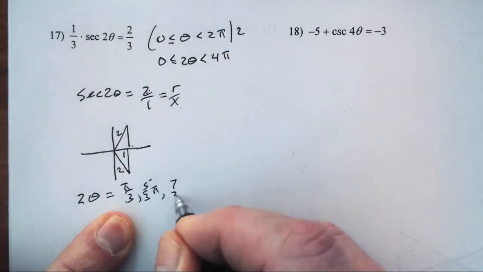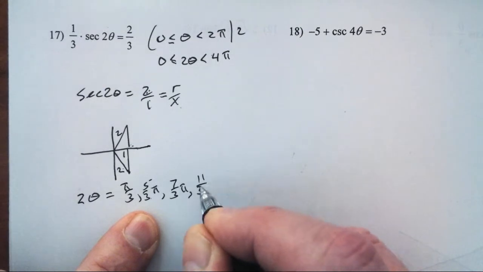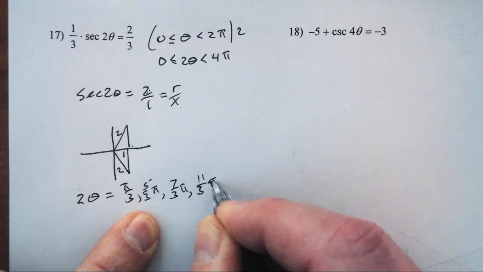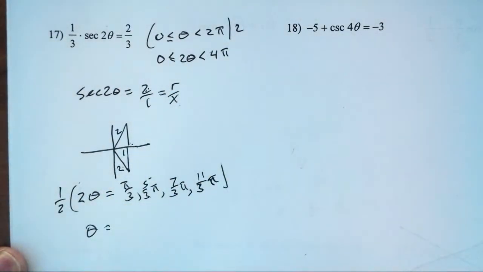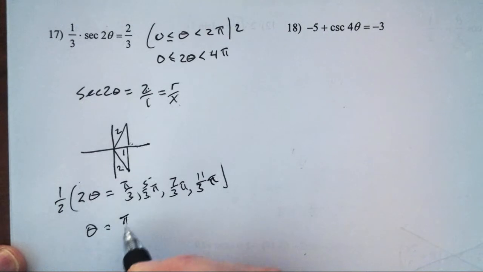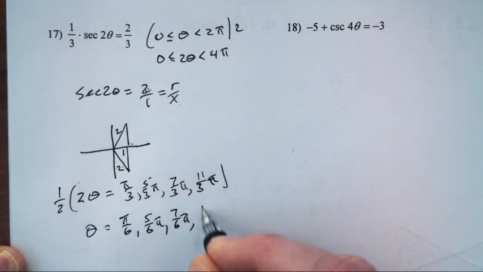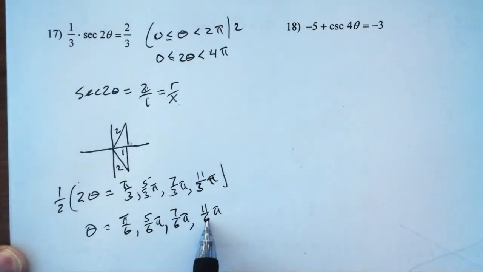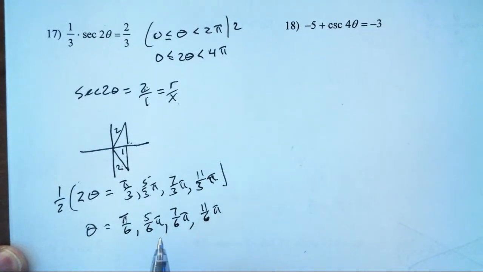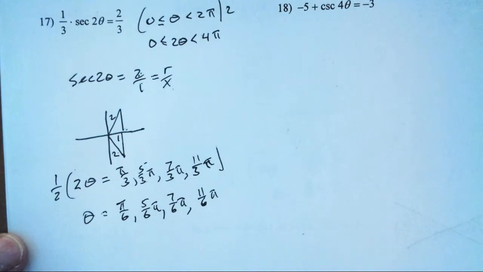6/3 later, 7/3 pi. 6/3 later than this, 11/3 pi. So theta is times 1/2. Pi on 6, 5/6 pi, 7/6 pi, 11/6 pi. And once again, take a look. There we are, all between 0 and 2 pi. Okay, hope that's helpful for you. By all means, come in and ask questions if you have them.